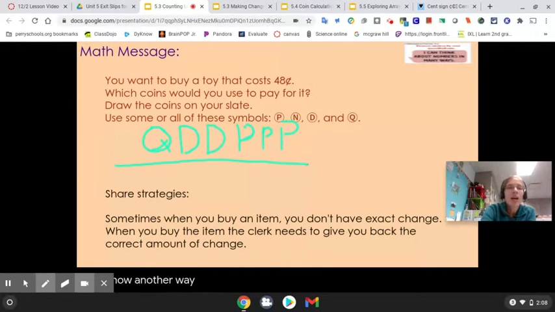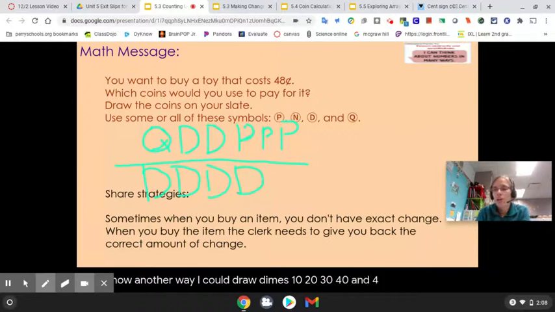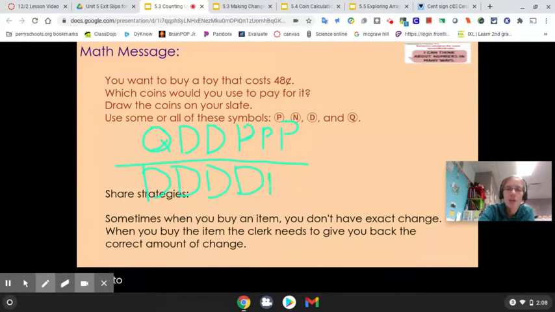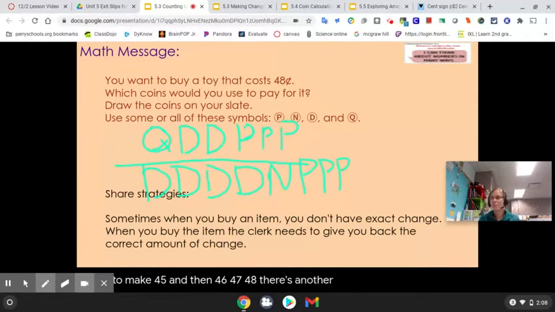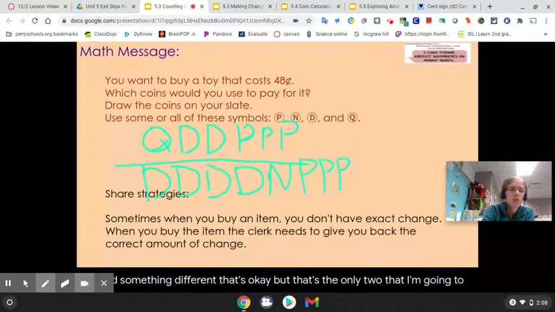Now, another way I could draw dimes, 10, 20, 30, 40. And for 48, I could use one nickel to make 45, and then 46, 47, 48. There's another way that most of you might have done because you like to count by dimes since that's 10. There are many other ways that you could have made 48 cents. So if you did something different, that's okay, but that's the only two that I'm going to do as your examples.